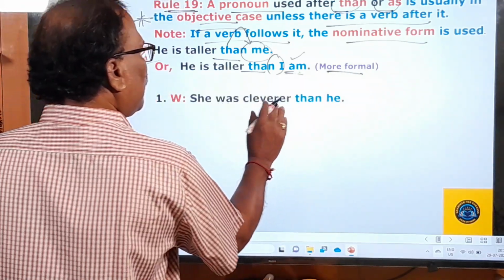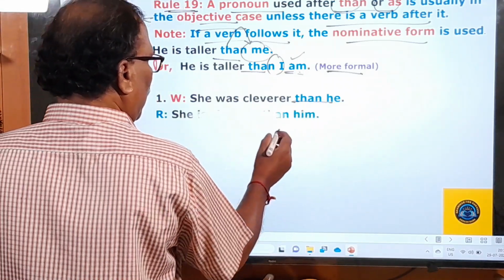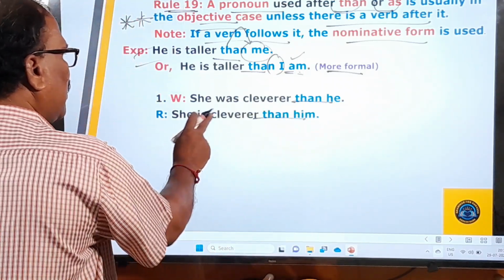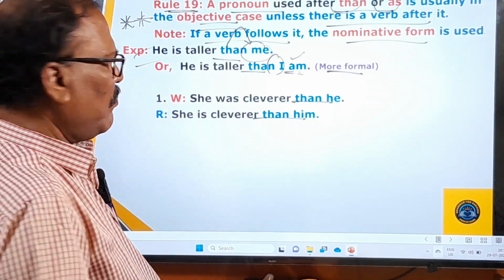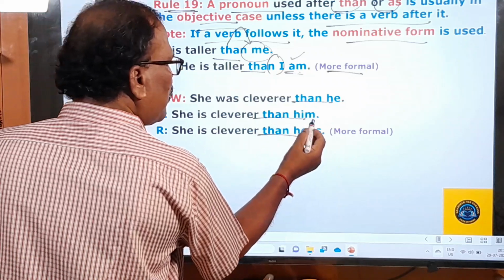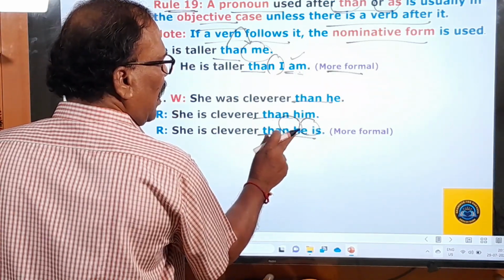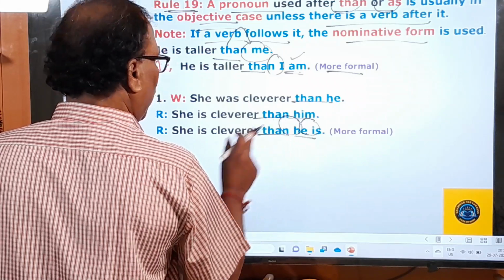She was cleverer than he. Than he, you should not say. What's that? Than him, you have to say. She is cleverer than him. She is cleverer than he is is also correct, because when you use is, the verb, then you can say he, the subjective pronoun. Otherwise, objective case pronoun. It's like that.